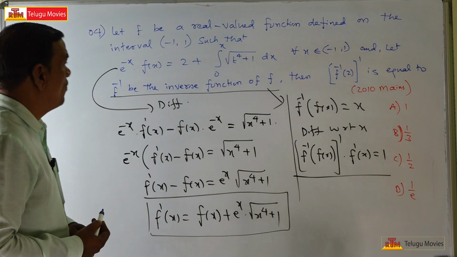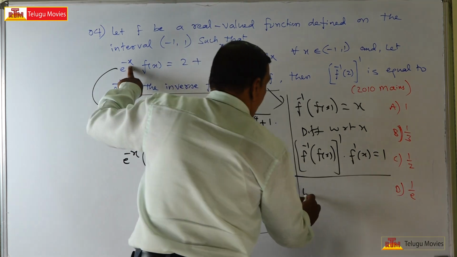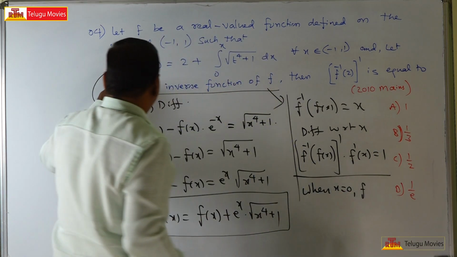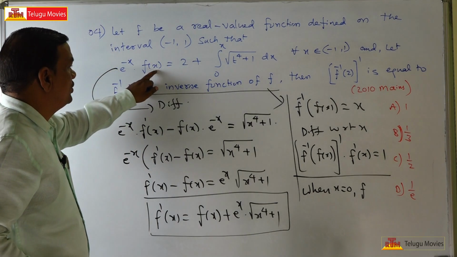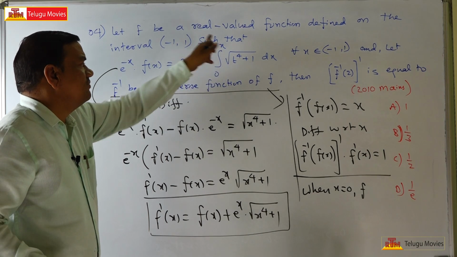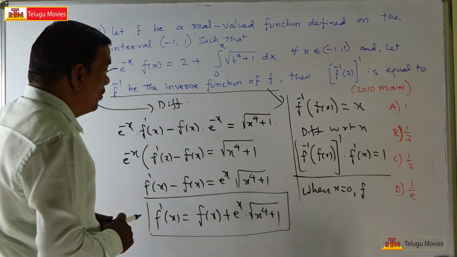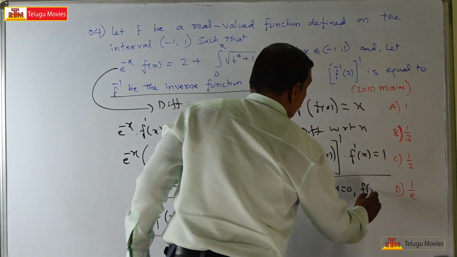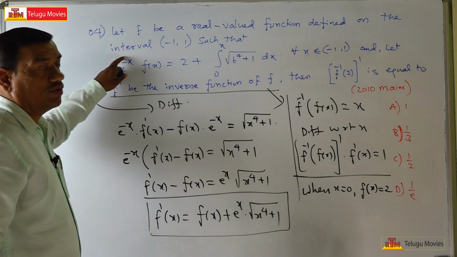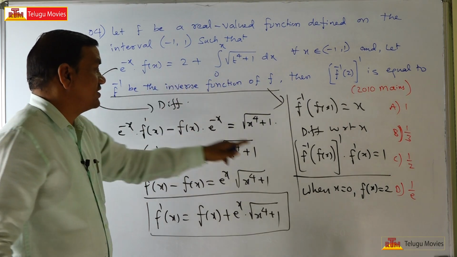Now coming to when x is equal to 0, let us see what happens. When x is equal to 0, what is the f of x value? So e power 0. f of 0 is equal to 2 plus 0 to 0. That means this whole becomes 0. Okay. So when x is equal to 0, your f of x value is 2. See here, e power 0 is 1, so this also will become 0. So f of x value is 2.